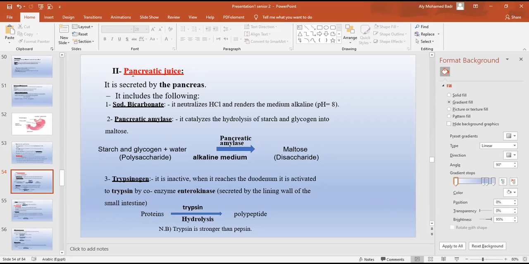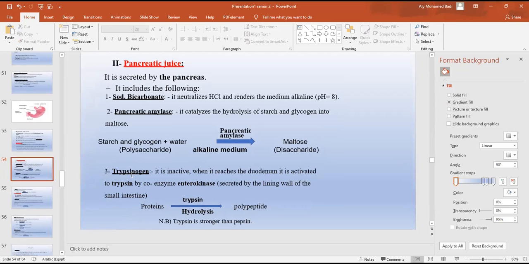And number three, which is present inside the pancreatic juice, trypsinogen, which is inactive, again, inactive like the pepsinogen. Trypsinogen is inactive, and by the help of another enzyme called enterokinase, it will be activated and converted into trypsin. Again, the trypsin is concerned with the hydrolysis of protein, where the protein again will be hydrolyzed into polypeptide chains. The trypsin is much stronger than the pepsin.